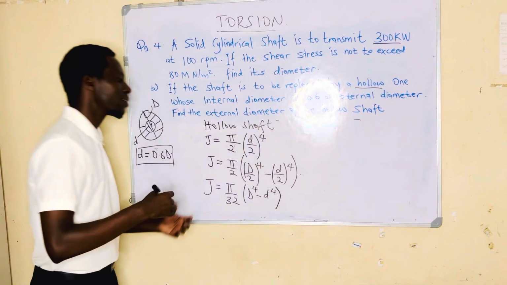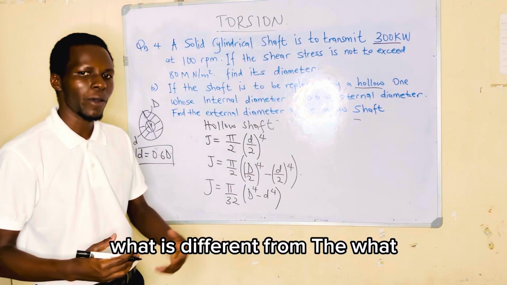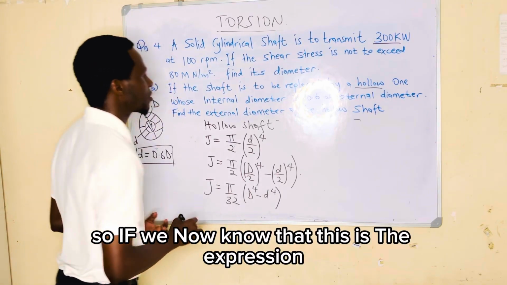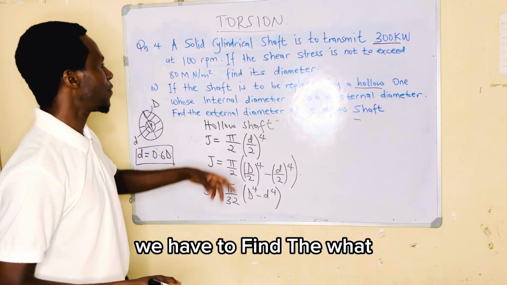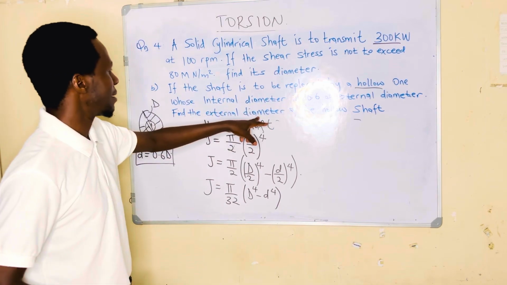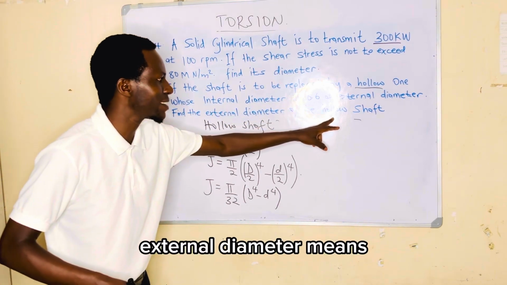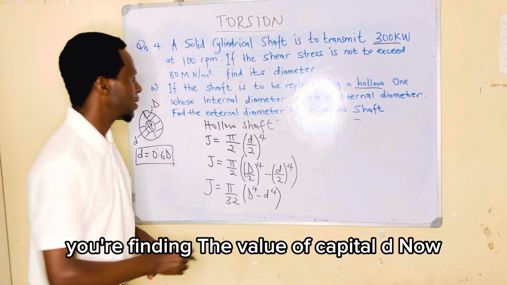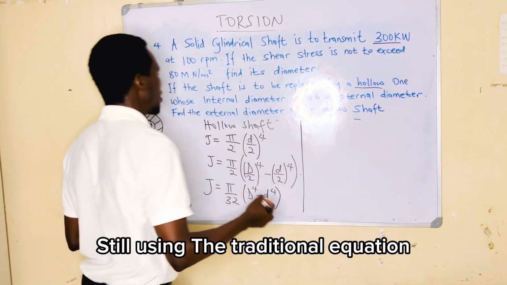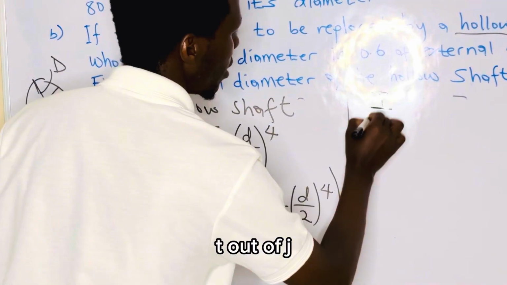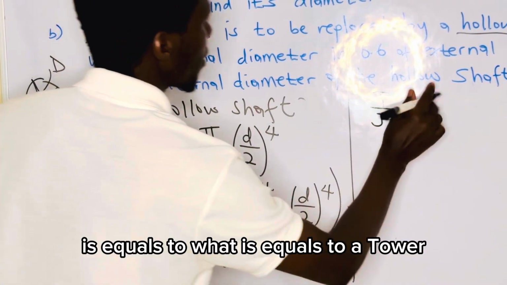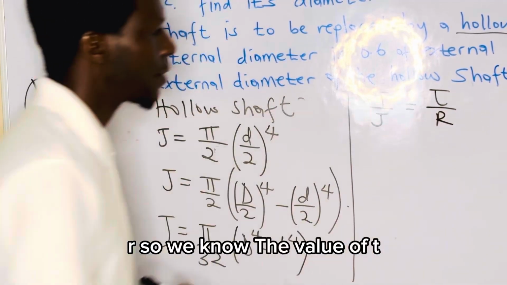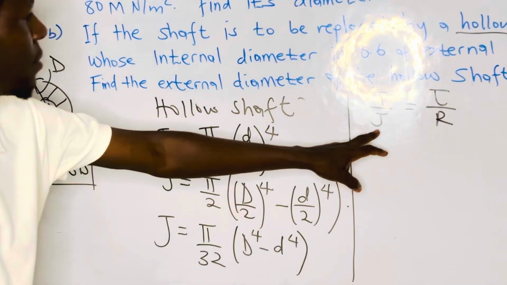This is what we got, which is different from the solid shaft. So if we now know this expression, what is the question saying? We have to find the external diameter. External diameter means for the hollow shaft we are finding the value of capital D. Now, still using the torsional equation, T over J is equal to tau over R.